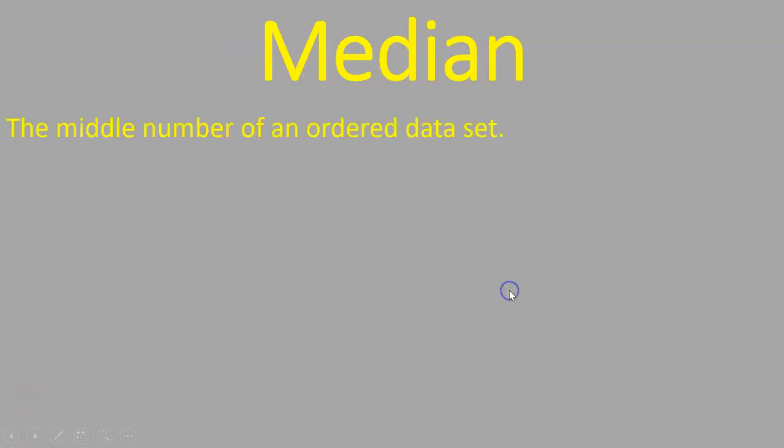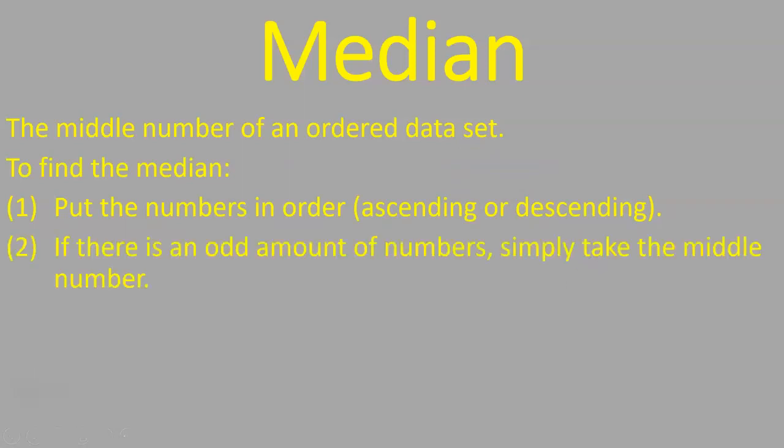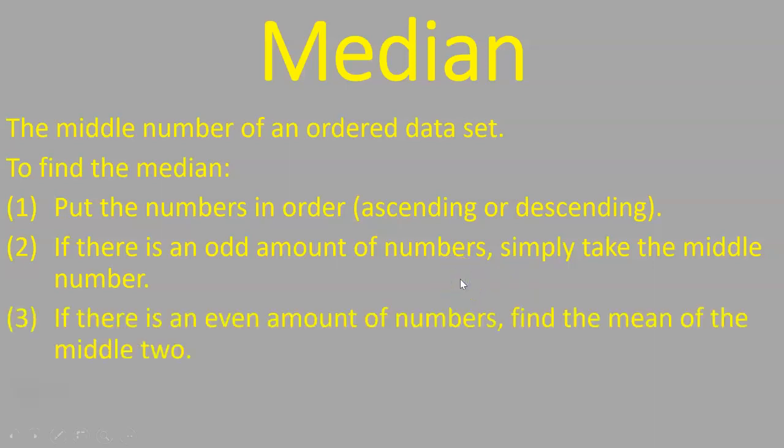The median is the middle number of an ordered data set. It does have to be in order. Okay, so to find the median, make sure you put them in order. Usually ascending, though descending is just as good. And it depends on if you have an odd amount or an even amount of data. Odd amount, just simply take the one that's in the middle that has the same number of items on each side. If there's an even amount, you have to average the middle two.